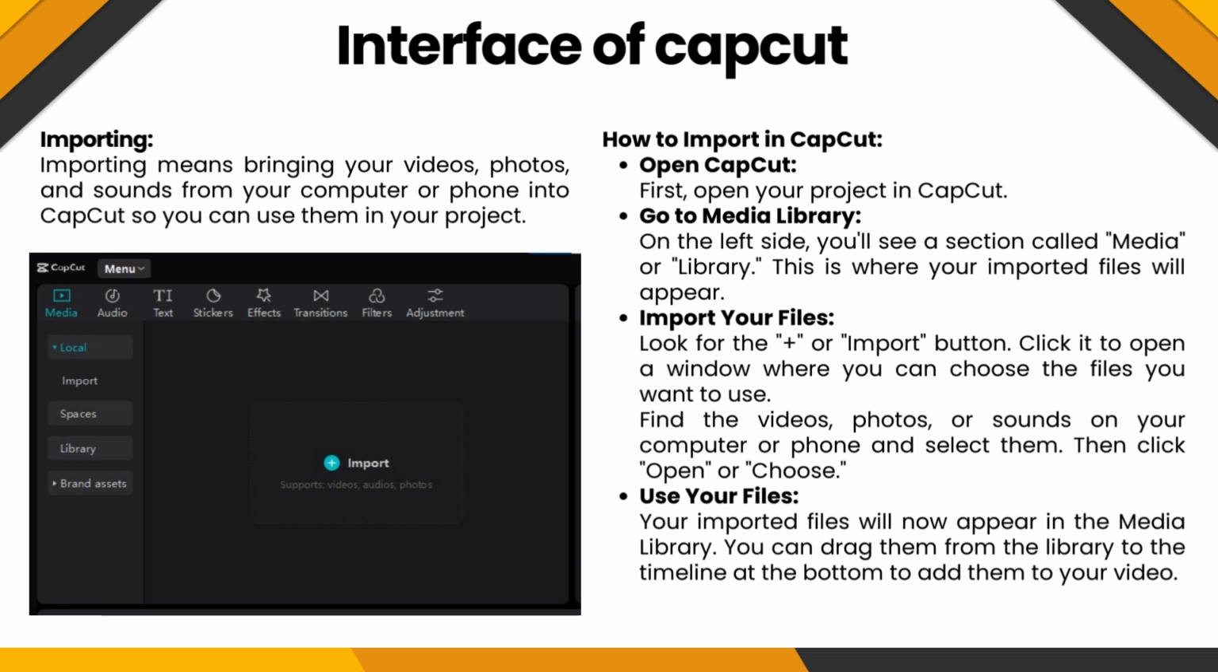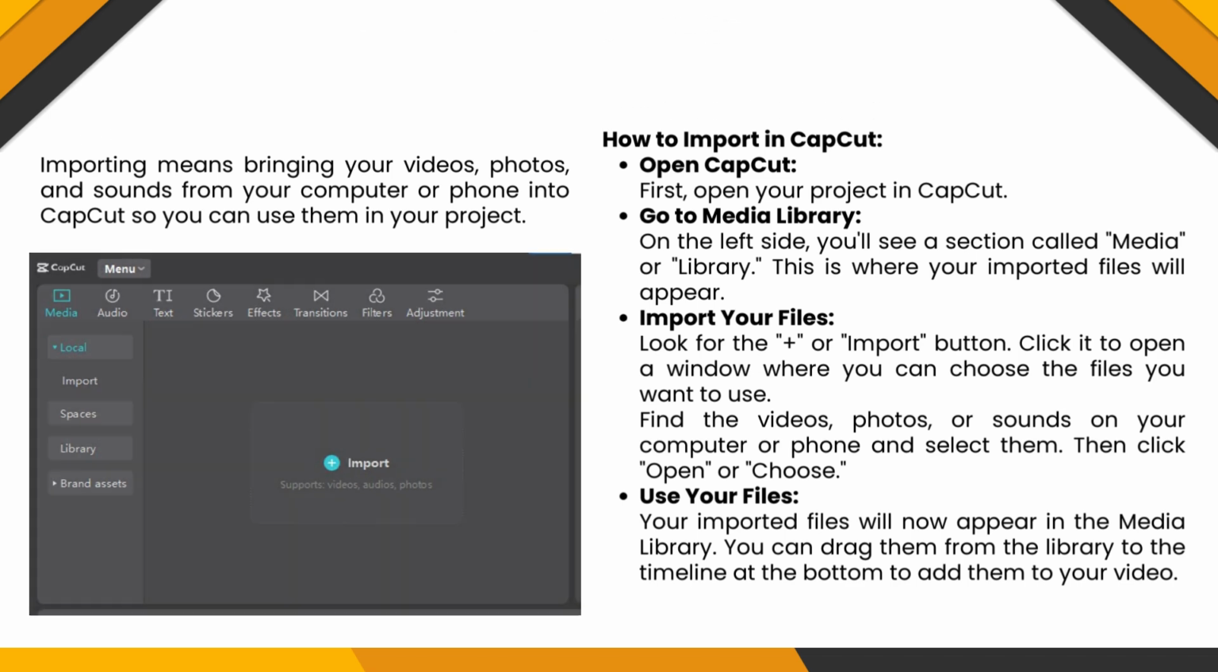Import your files. Look for the plus or import button. Click it to open a window where you can choose the files you want to use. Find the videos, photos, or sounds on your computer or phone and select them. Then click Open or Choose. Use your files. Your imported files will now appear in the Media Library. You can drag them from the library to the timeline at the bottom to add them to your video.